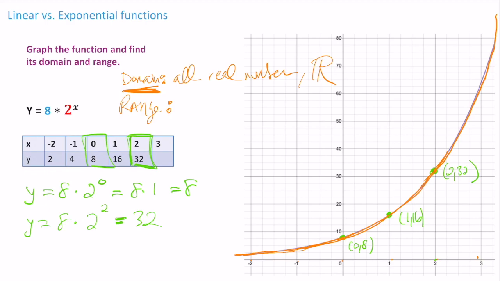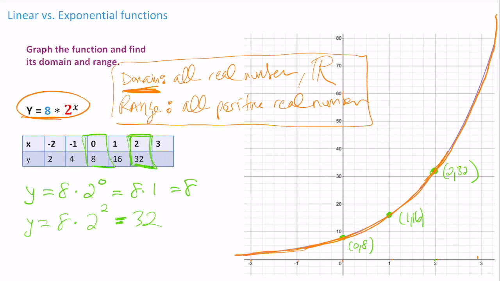And the reason is if you look at the equation, 2 to the whatever value, 2 to the -1, it's still going to be a positive number. 2 to the -2, it's still going to be a positive number. So you're never going to get a negative value for y in here. So for the range, it's going to be all positive real numbers. And so that's basically right now all you need to think about, right?